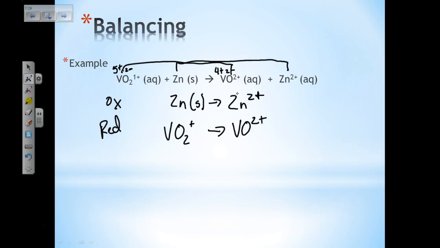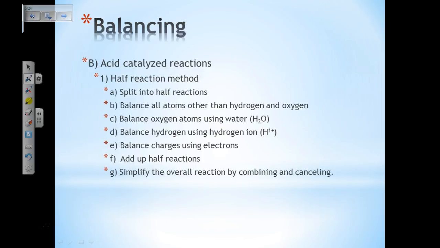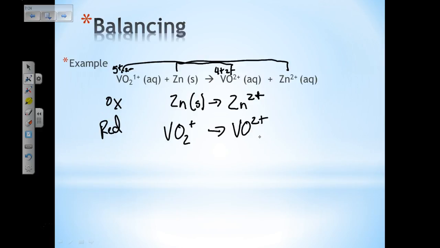Well, this is where redox can get fun when we're doing acid and base catalyzed reactions. How many oxygens do we have here? 2. So the next step, let me just highlight, is balance all oxygens using water. So we need an extra oxygen, so we're going to add H2O. Now the question that I always ask is, where does that water come from? Well, all the reactions are done in aqueous solutions, so there's always an excess of water hanging around to participate in redox reactions. So that's never a problem.